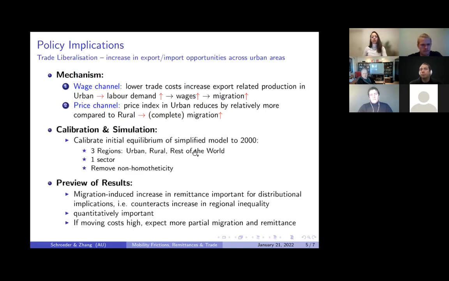So we calibrate and simulate the initial equilibrium of a simplified model. Basically, we have three regions: urban, rural, and the rest of the world. We simplify it and only have one sector as well, and we remove the non-homothetic preferences. With this very simple model, we show that the migration-induced increase in remittances is important in distributing the benefits of trade across regions. This is quantitatively important, and it obviously also depends on the amount of mobility frictions at hand.